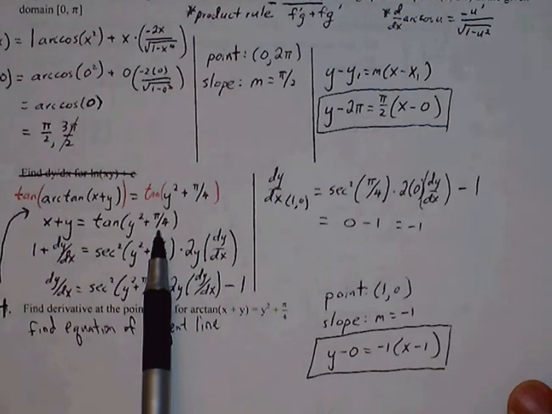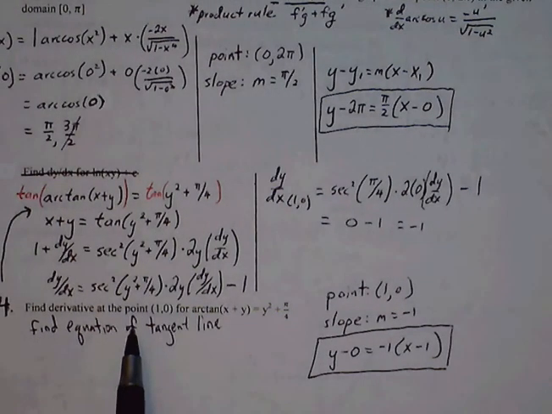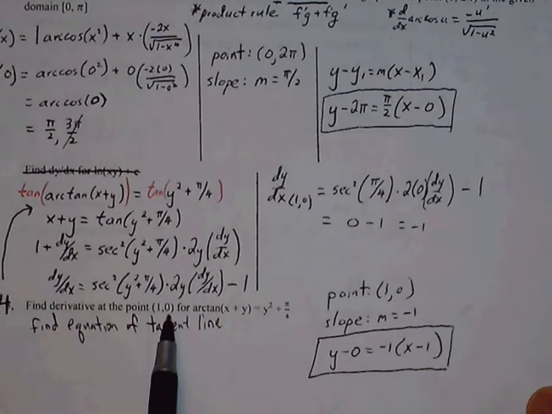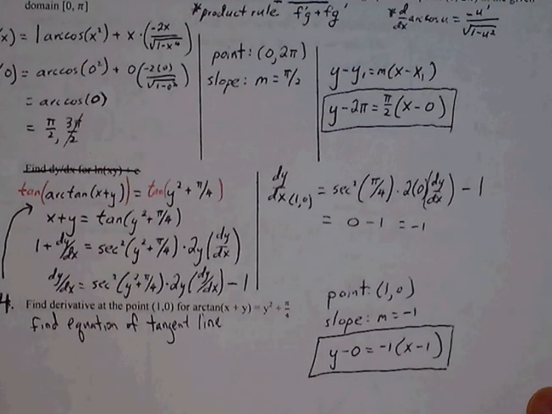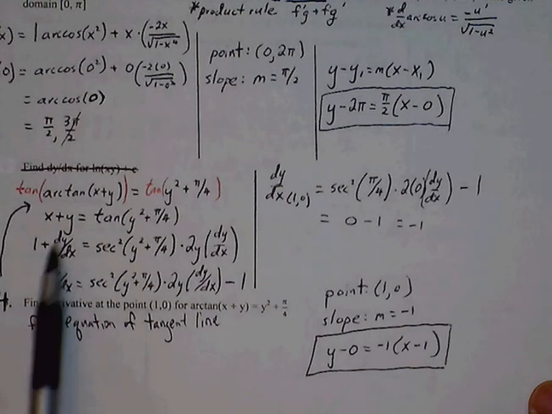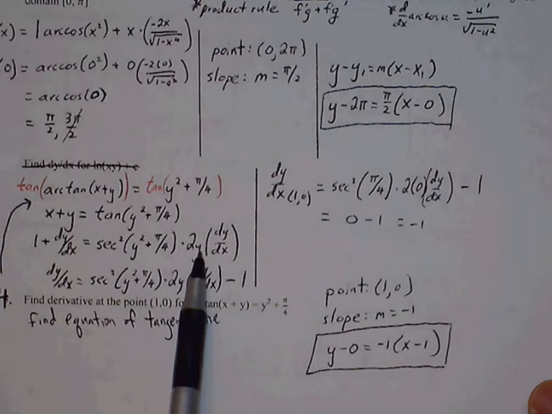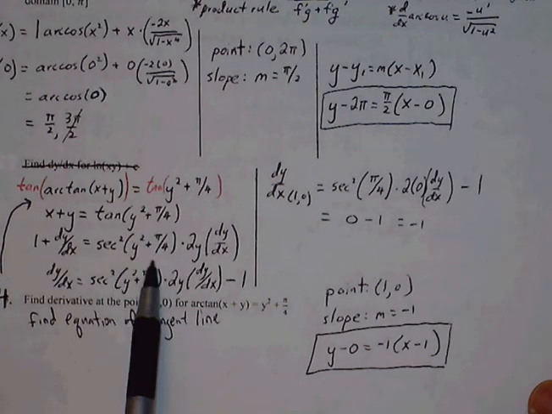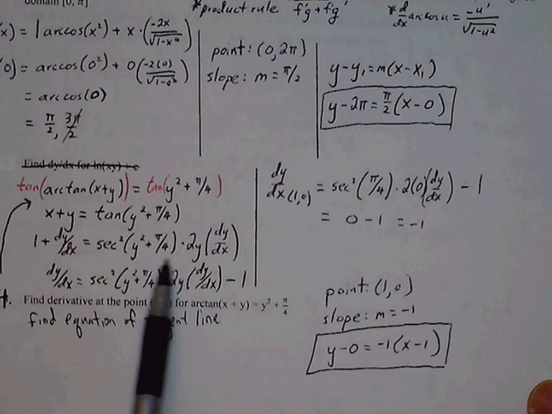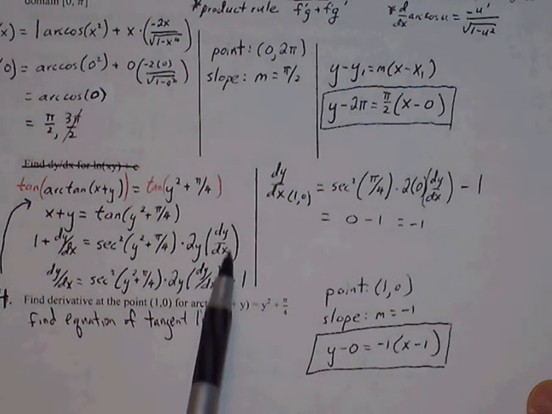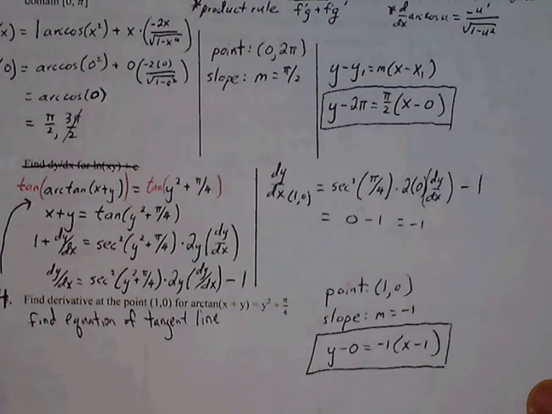All right. We first need to find the derivative, and from there we can plug in 1, 0 to get the slope. Okay, so x becomes 1, y becomes dy dx. Tangent of u becomes secant squared of u times u prime. So u prime is simply the derivative of y squared plus pi over 4. Y squared becomes 2y dy dx. Pi over 4 is a constant, so it goes to 0, so we'll leave that out. Okay, dy dx, just subtract 1 from both sides.